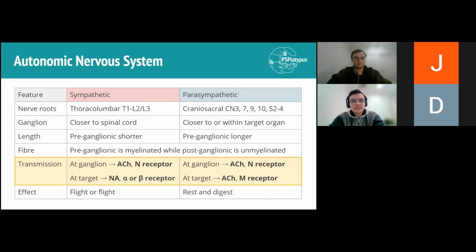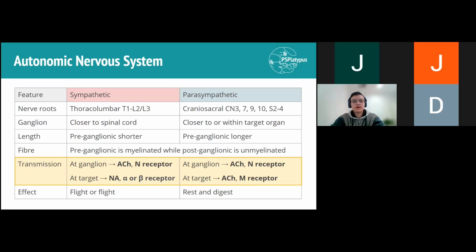Now, I'm not going to go over this in a huge amount of detail because we discussed this quite a bit last time, but we're going to be focusing on this highlighted section, which is the transmission part. The reason is that transmission is a great place for drug targets. We talked about there being a 2-neuron system, and in the middle between those 2 neurons you've got a ganglion. That ganglion was always acetylcholine with an N receptor.